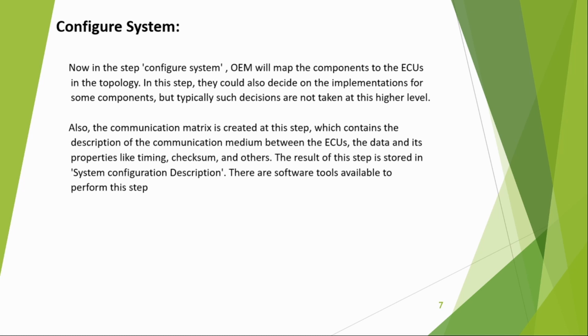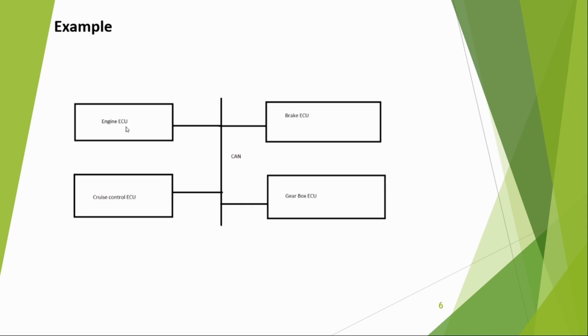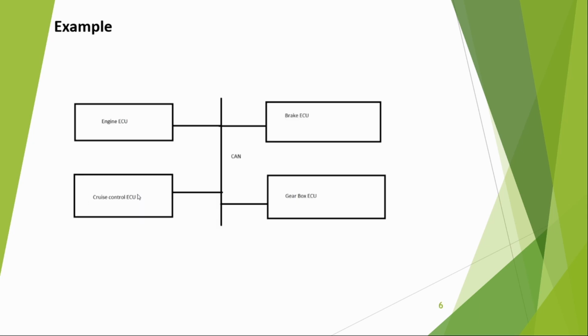As discussed earlier in the configure system step, these features will be mapped to the engine ECU, brake ECU, transmission ECU, and cruise control ECU. And the topology is CAN. So the software components will be put inside accordingly, and the communication between these components will happen via CAN signals. For this example, the OEM will do all the steps mentioned earlier, like configuring the system, creating the ECU-specific extract, giving the ECU extract to the supplier, and then the supplier configures each ECU.